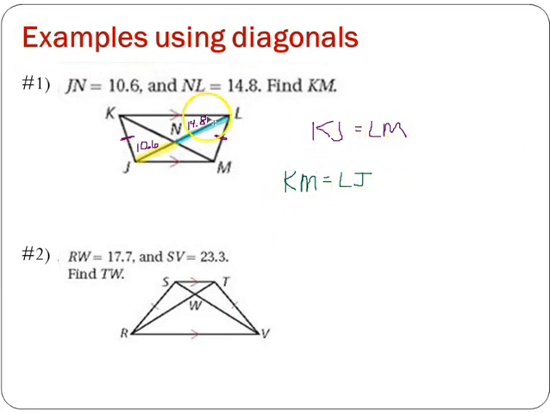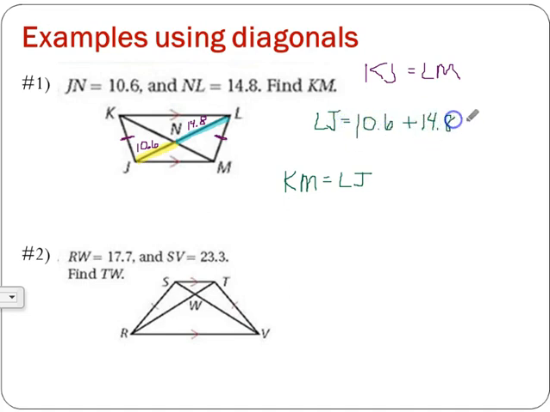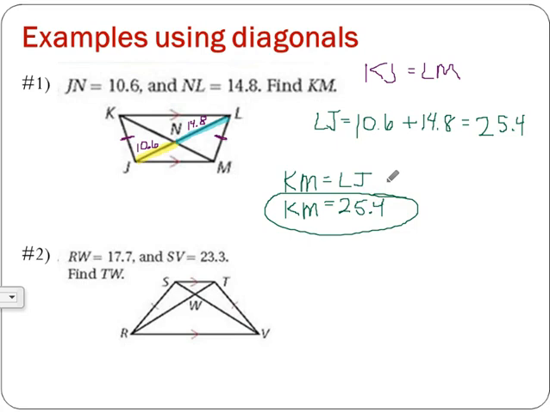We know that LJ is going to be equal to 10.6 plus 14.8. So what's the total length of that segment? So 10.6 plus 14.8. I'm just plugging this in my calculator and I get 25.4. So I know LJ is 25.4. So if LJ is 25.4, then guess what? KM must also be 25.4.